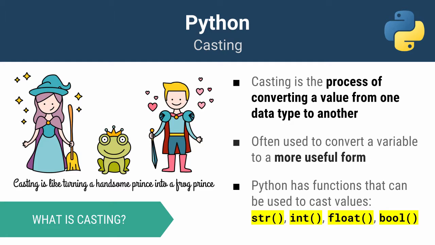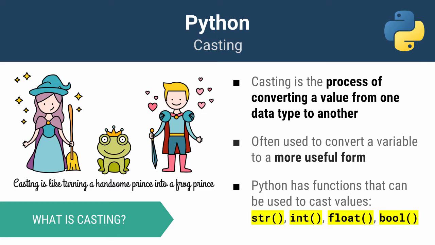We discussed earlier that every value in Python has a data type. Well, the same thing is true for variables. Every variable has a data type, but there are times when you will want to convert from one data type to another. This process of converting from one data type to another is called casting. I like to think of casting as when the witch turns the handsome prince into the frog prince. He's still a prince, but he is now the frog version of his previously handsome prince self.